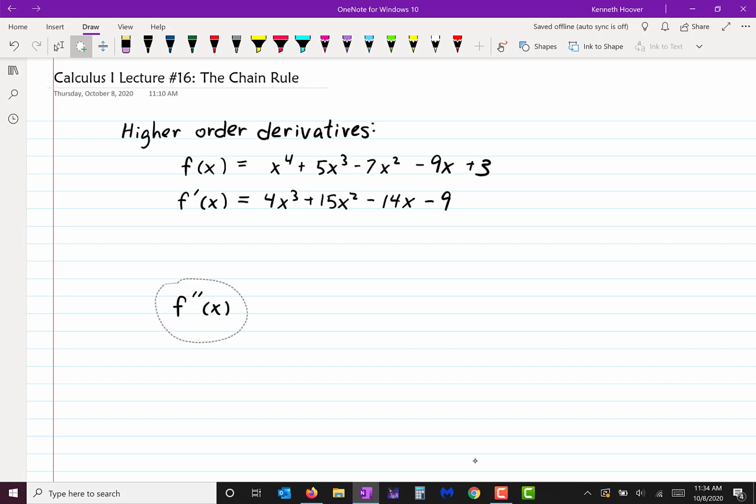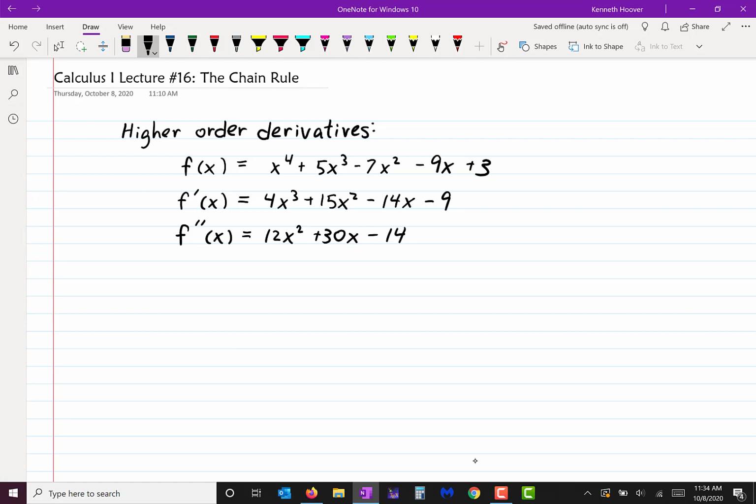Okay, so now the second derivative of f, which is f double prime or f prime prime. It looks like a quotation mark, doesn't it? But it's not. It's two apostrophes, which I guess is a quotation mark, but I think you see my point, right? All right, so what would that be? That would be the derivative of the derivative of f. So that would be 12x squared plus 30x minus 14.